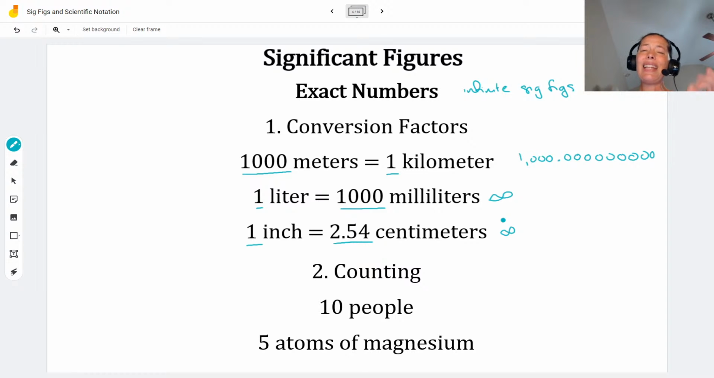Okay, the second type of exact number that you're going to come across are counting numbers. So these are numbers that can't be fractions or decimals.